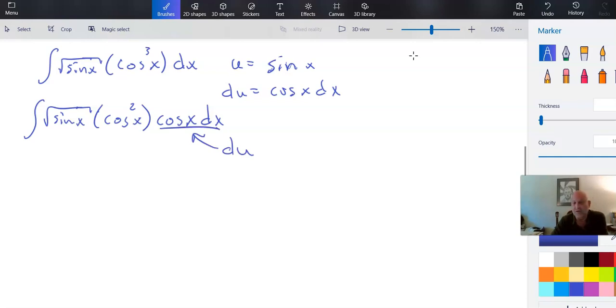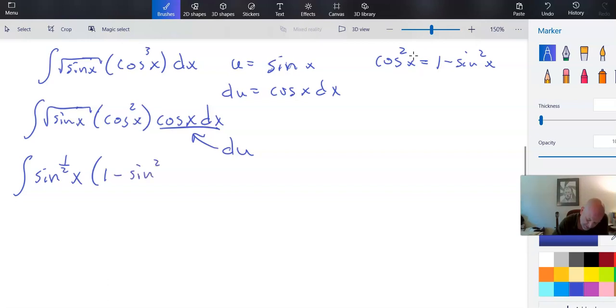I have to do something with this cosine squared because u is sine. So I have to get rid of everything that has an x in it. But remember that cosine squared x is equal to 1 minus sine squared x. So this is where our trig identities come in. So we're going to rewrite this whole thing now. And I'm going to write this as sine to the 1/2 power times 1 minus sine squared x, and then it's times cosine x dx.